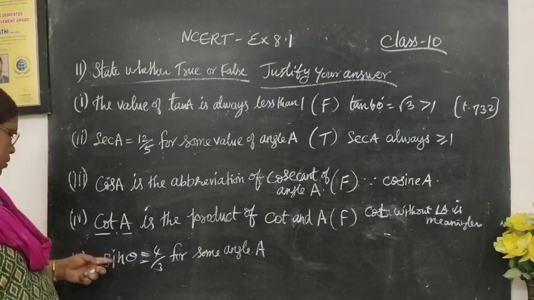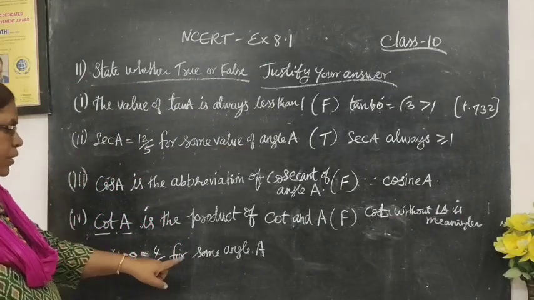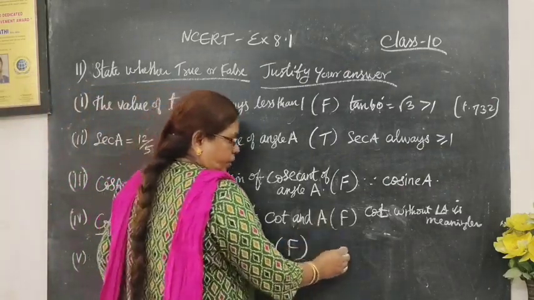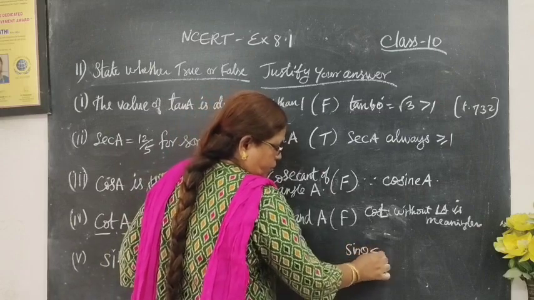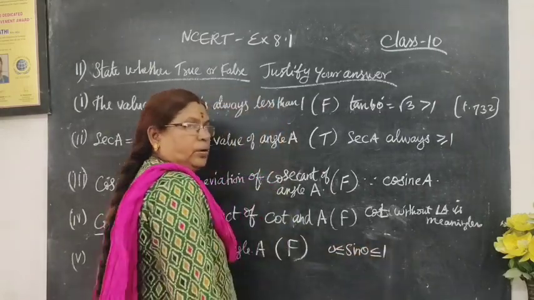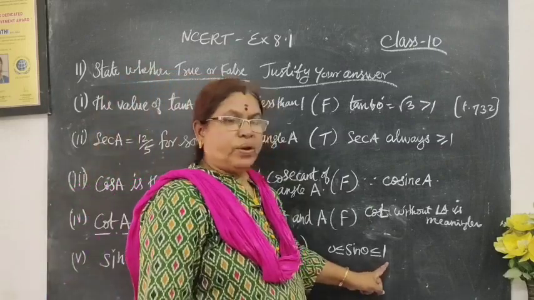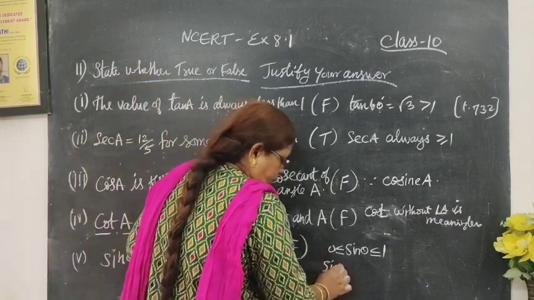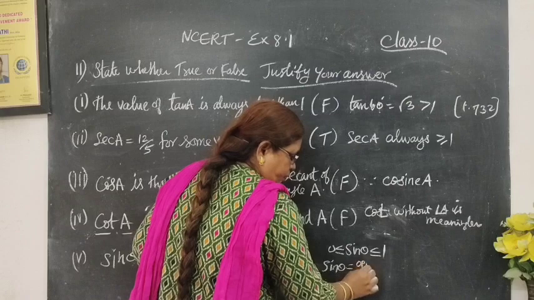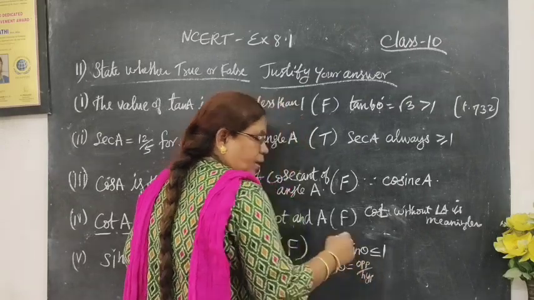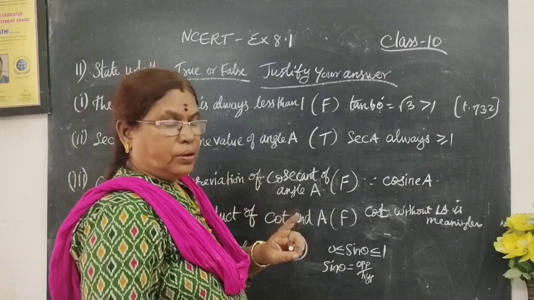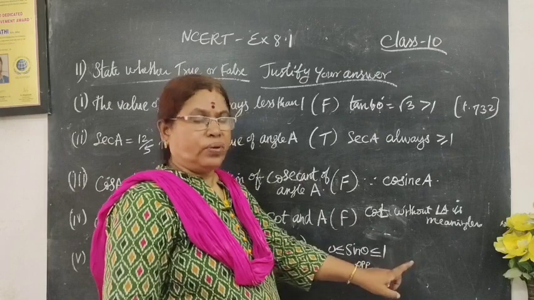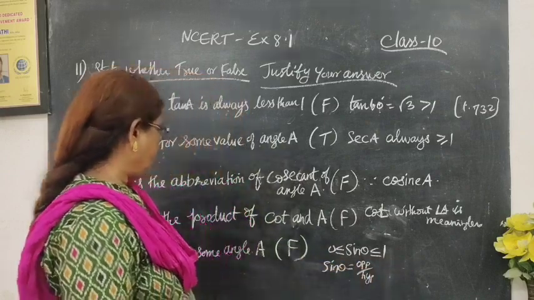Then sin theta equal to 4 by 3 for some angle A. This is false because sin theta value is always between 0 and 1. Minimum value 0, maximum value 1. Or you can write in this way. You know sin theta equal to opposite by hypotenuse. Here hypotenuse is always greater than the opposite side. So a number divided by a greater number is less than 1. So in this way also you can write. So this is correct. Thank you.